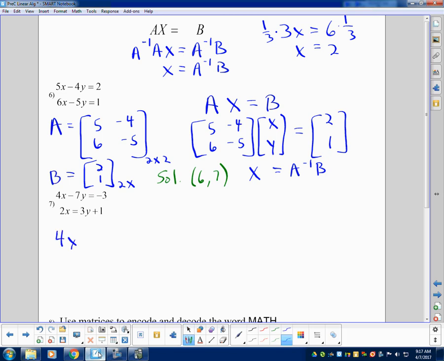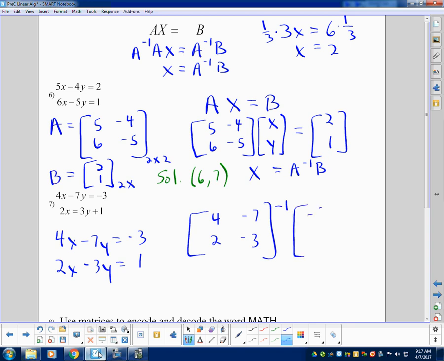The bottom one has to be rewritten as 2x minus 3y equals 1. Now it's set up. My matrix equation in this case would be 4, -7, 2, -3. Inverse, let's just skip to the end, right? Inverse of that times -3, 1, and we've got it.